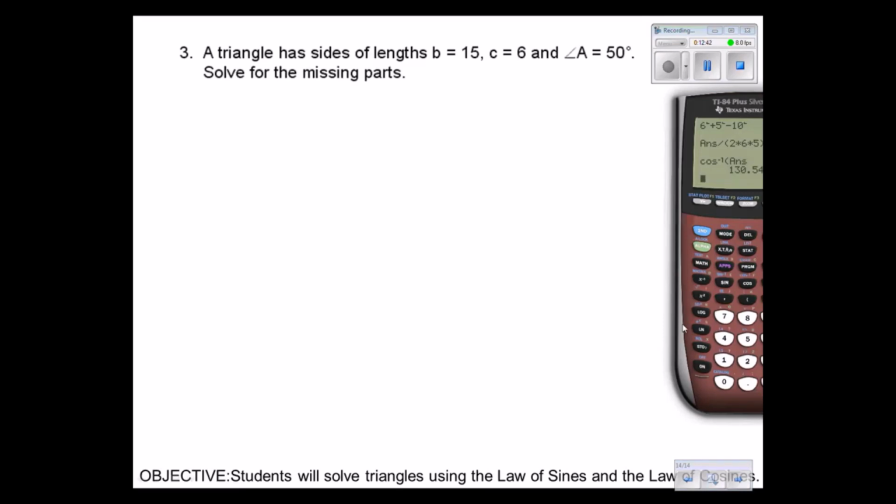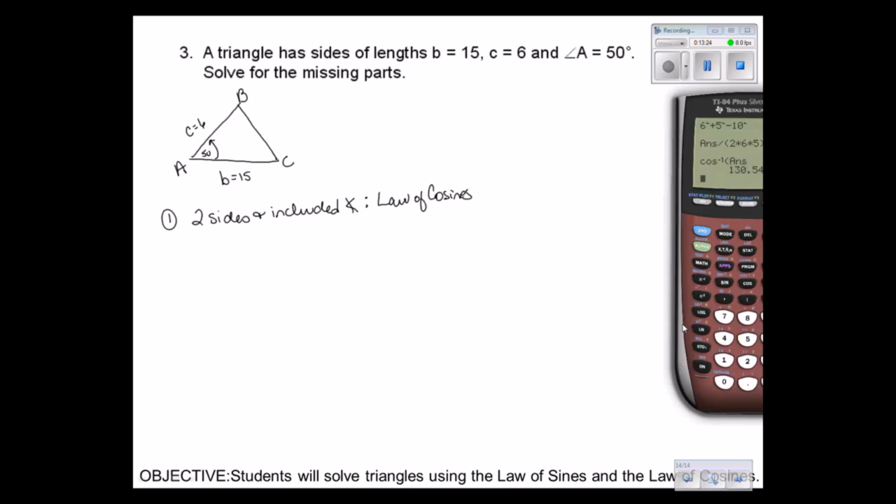Here we have another triangle that we're going to draw and label. And they give us that across from angle B is 15, across from angle C is 6, and the measure of angle A is 50 degrees. Find all the missing parts. Well, look at what you're given. You have two sides and the included angle. That's telling you use law of cosines.